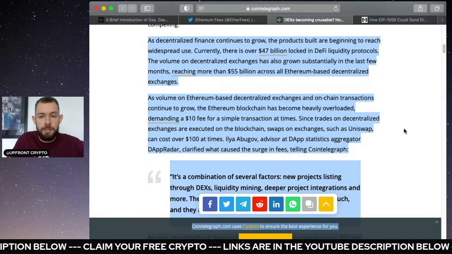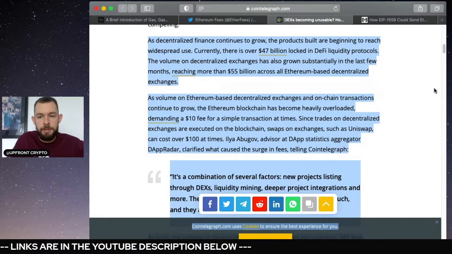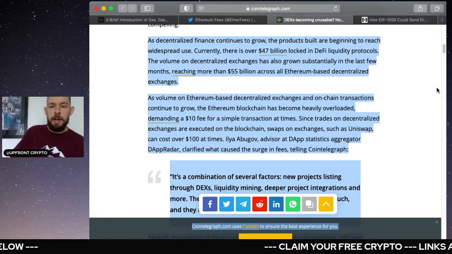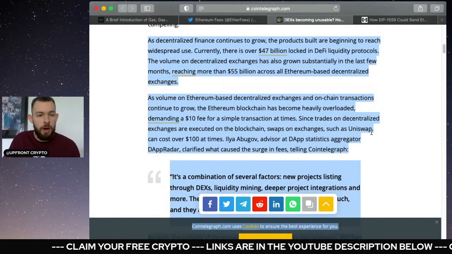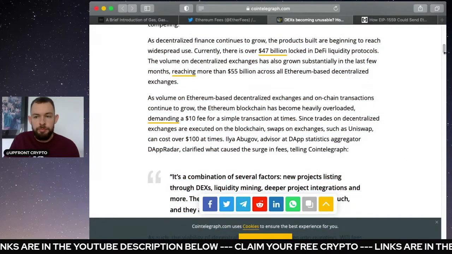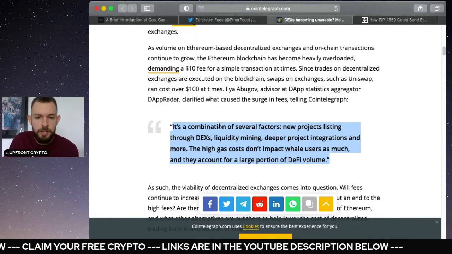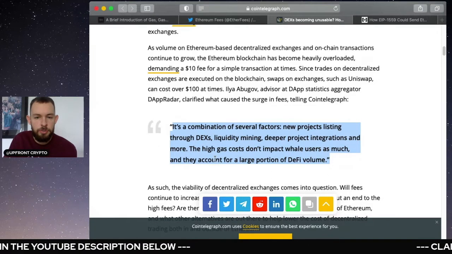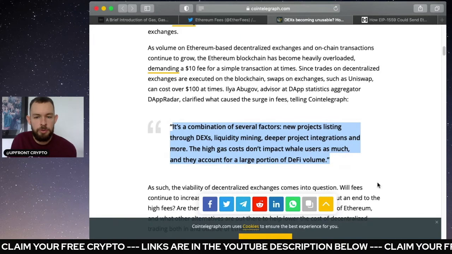Another article here saying a decentralized exchange is becoming unusable. As the volume on Ethereum-based decentralized exchanges and on-chain transactions continues to grow, the Ethereum blockchain has become heavily overloaded, demanding a $10 fee for simple transactions at times. It's very much higher than that. Since trades on decentralized exchanges are executed on the blockchain, swaps on exchanges such as Uniswap, which is what I used, can cost over $100 at times. So these are kind of a combination of why the price has gone up so much for gas fees. New projects listing through decentralized exchanges, liquidity mining, deeper project integrations, and more. The high gas costs don't impact whale users as much, and they account for large portions of DeFi volume.